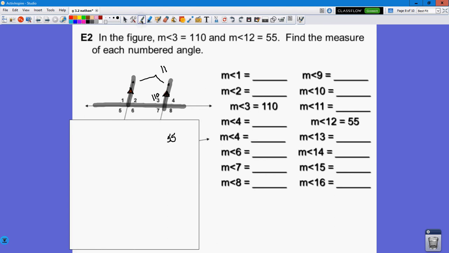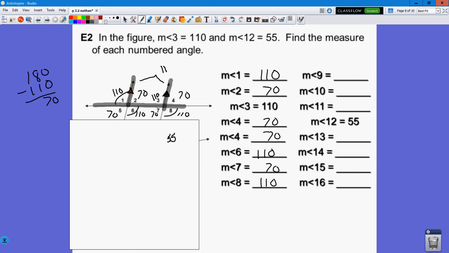What other angles are 110 degrees? Angle 8 is 110. Angle 6 is 110. And angle 1 is 110. Are you with me that far? How big would the other ones be? 180 minus 110, or 70 degrees. So 5, 2, 7, and 4 are all going to be 70. I don't know why they have angle 4 in there twice. Everybody with me?